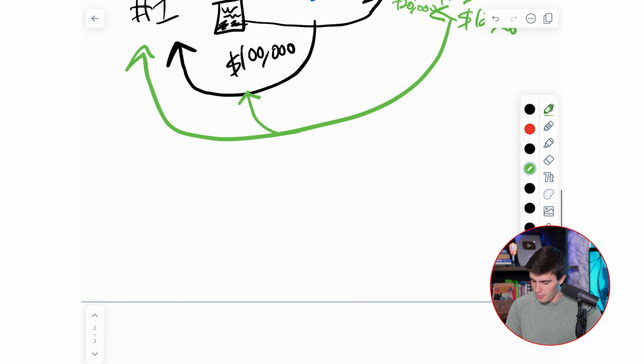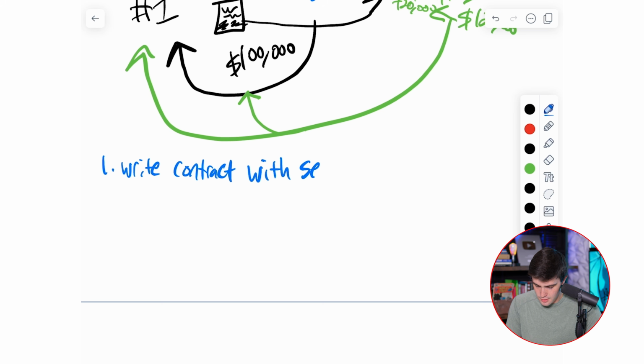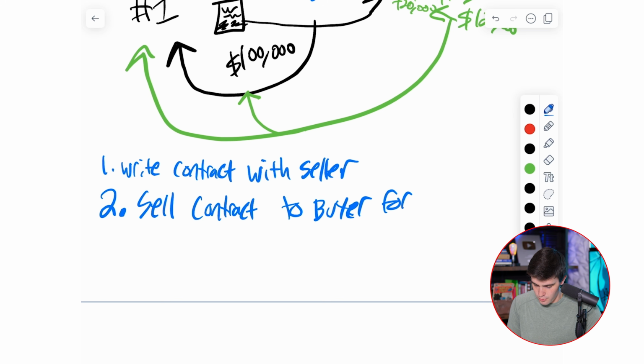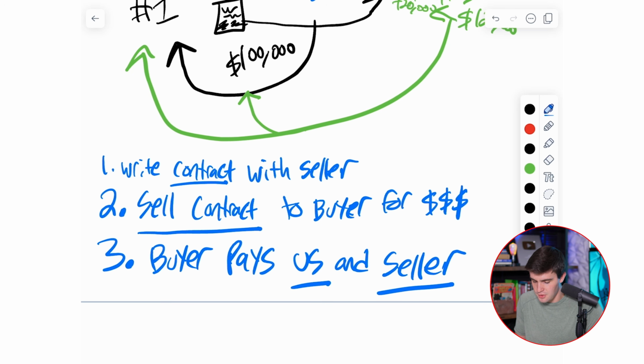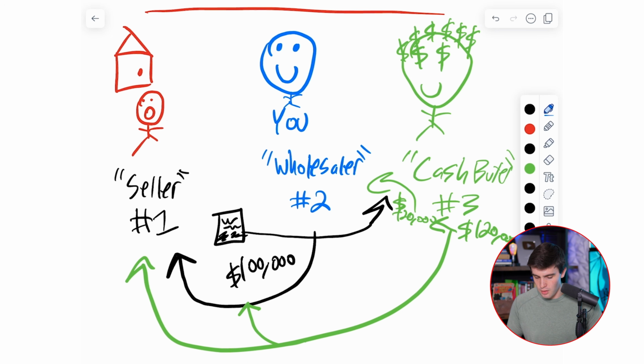And really, if you want to put it more as a bullet point, I'll show you this. Number one, write contract with seller. Number two, sell contract to buyer for money. And number three, buyer pays us and seller. So hopefully this makes sense, but we first write a contract with the seller because we're buying their house. Then we basically sell that contract to number three, the cash buyer, for money. And number three, the buyer pays us our $20,000 and the seller their $100,000 that we agreed to give them for the house. This is what wholesaling real estate is.